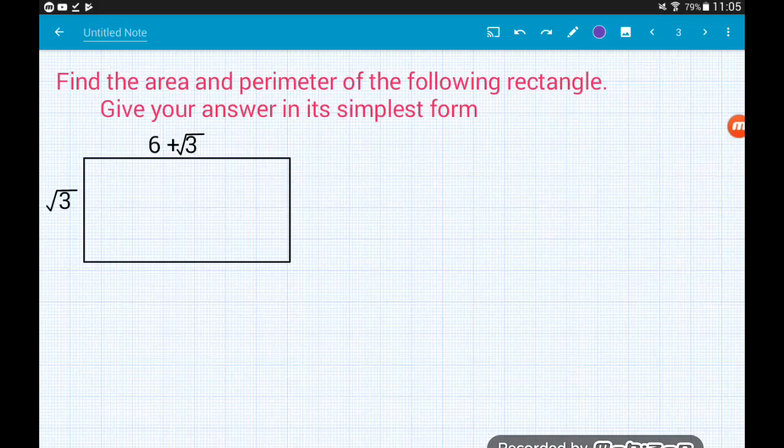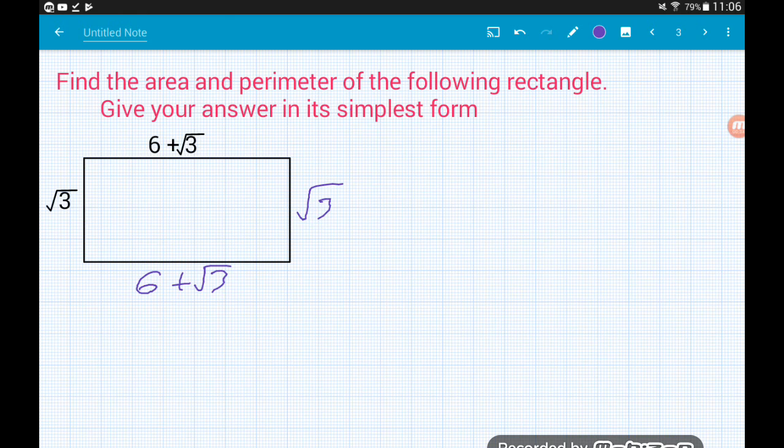Cool. Question 2. So here we want to work out the area and perimeter of this rectangle and give our answers in their simplest exact form. You might notice here that neither length has a particular unit attached to it. So we would just say here we've got a length of 6 plus root 3 units and a height of root 3 units. So my first job here would be to fill in the blank sides of the rectangle.